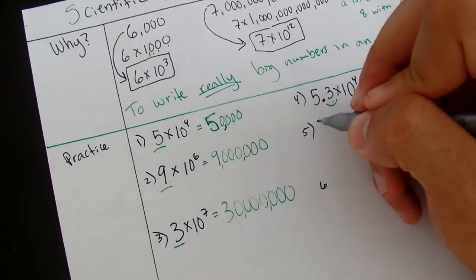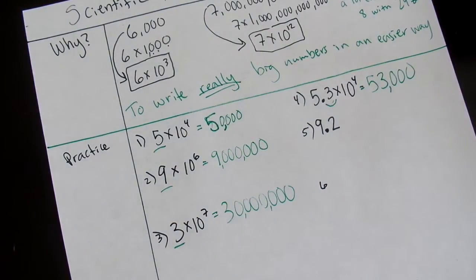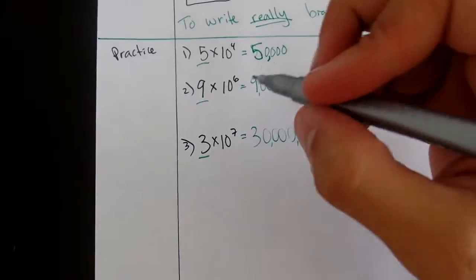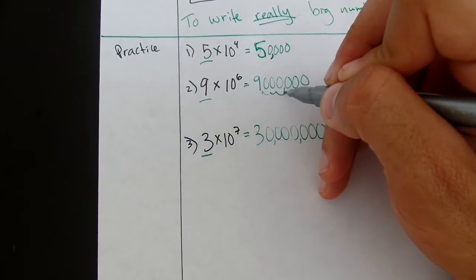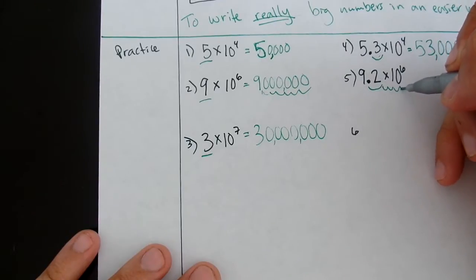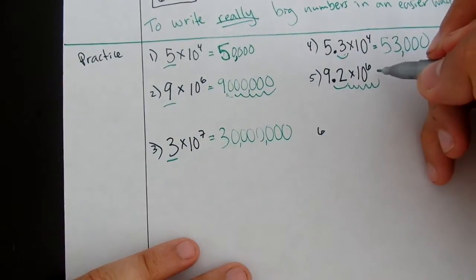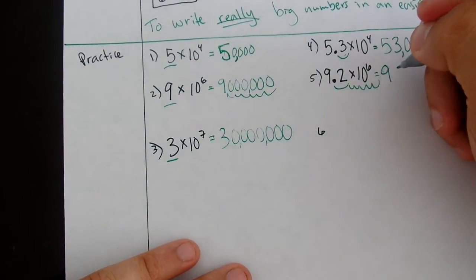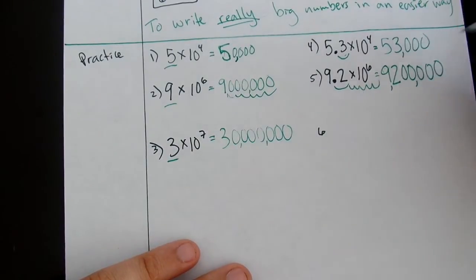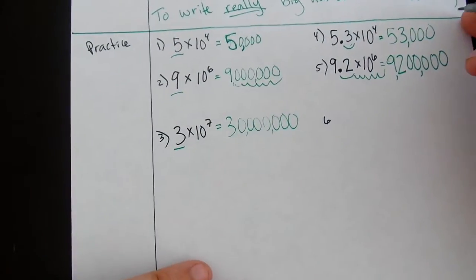That may be a little confusing, so let's try another one. 9.2 times 10 to the 6. So in this case, we kind of added 1, 2, 3, 1, 2, 3, 6. So here we're going to do 1, 2, 3, 1, 2, 3. So this takes up one of our zeros and gives us 9, and then we have our 1, 2, 3, 4, 5, 6. So instead of 9 million, it's 9,200,000 or 9.2 times 10 to the 6.